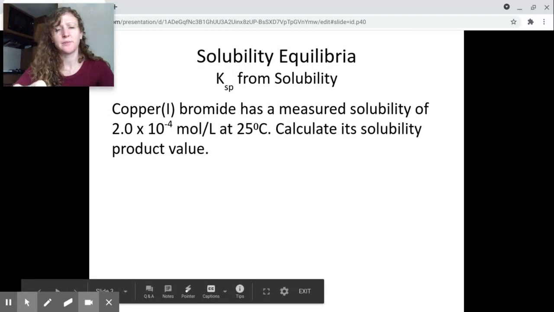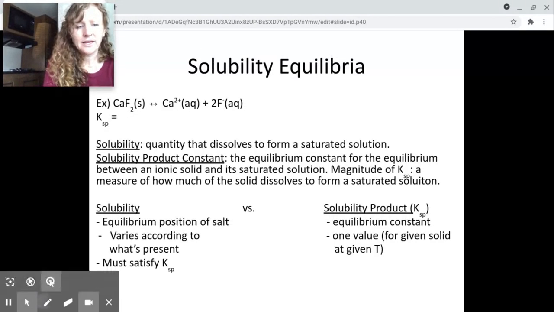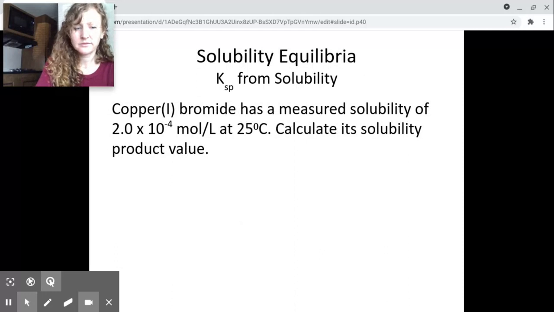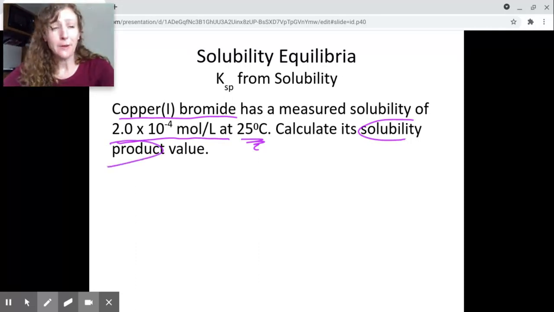Okay, so now that we have all of this worked out, let's put it to work here. In this case, we have copper 1 bromide. It has a measured solubility of 2 times 10 to the negative 4th moles per liter at 25 degrees Celsius, and they want us to calculate the solubility product. Just like all equilibrium problems, we're going to write out the reaction, the ICE chart, and the K, because that's what we're looking for, right?